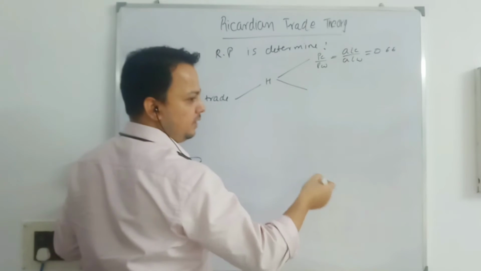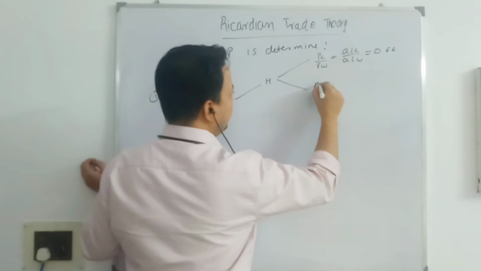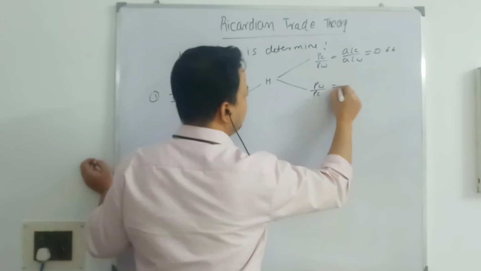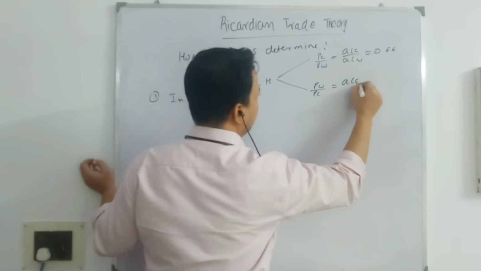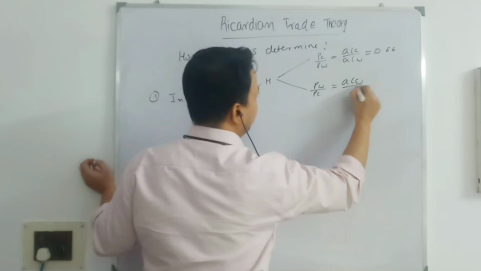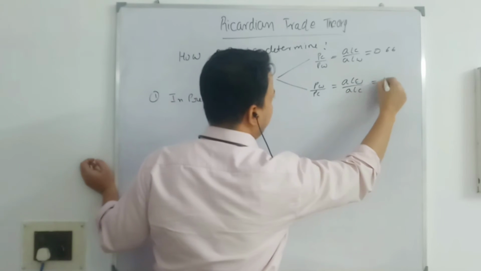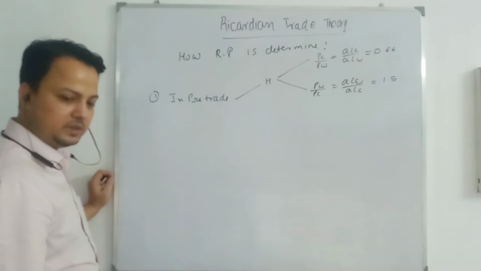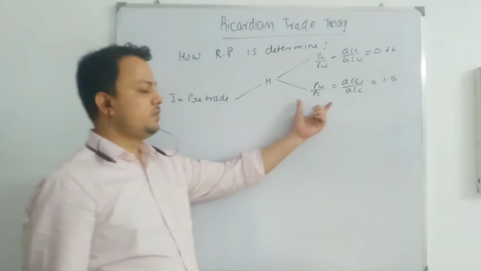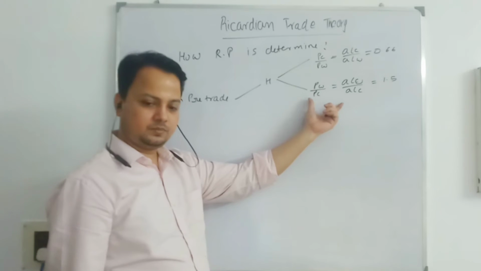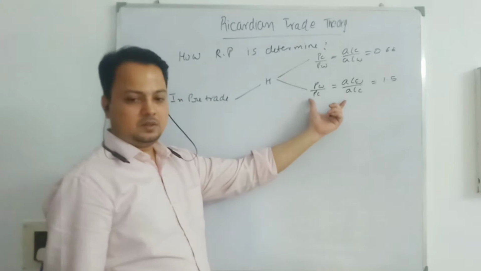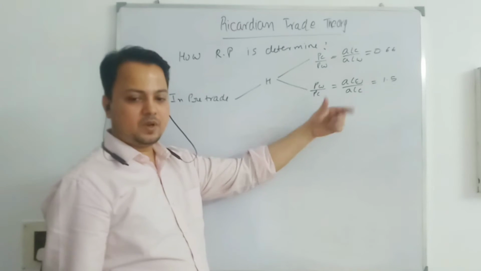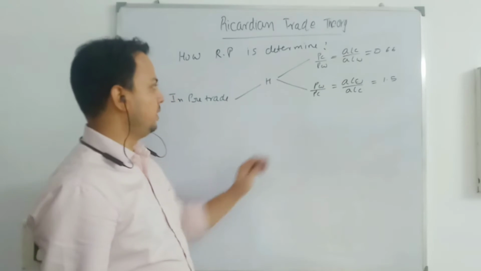Or you can look at the other way that we have done yesterday. The relative price of wine must be equal to the opportunity cost of producing wine. This is AW over ANC. This is, I think, 1.5. So, the home country will be producing both goods. This is what we get in the pre-trade situation in the home country.